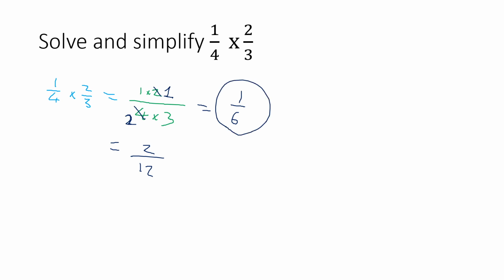You can also do this here. What is a number that both 2 and 12 have in common? They both have 2 in common. So we can divide both top and bottom by 2. So therefore it's equal to 1 over 6.